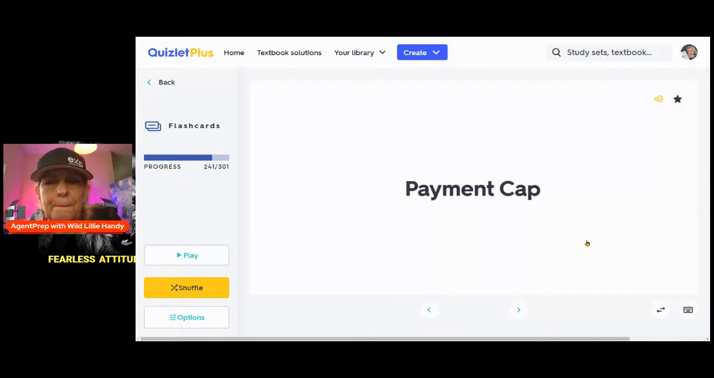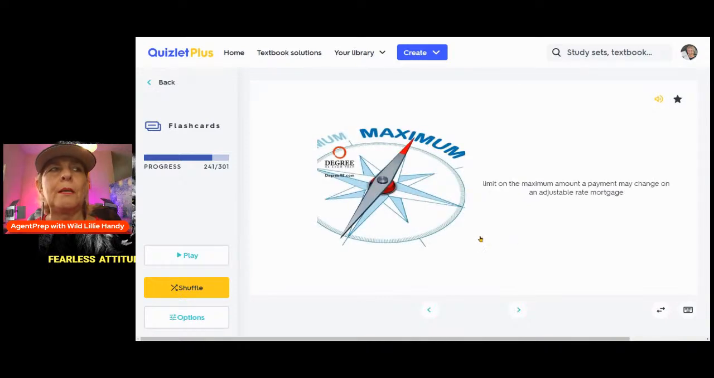Payment cap. We had an amortization cap. Now this is payment cap. It is a limit on the maximum amount a payment may change on an adjustable rate mortgage, which is called an ARM. Right? And ARMs are short term, 1, 3, 5, 7, 9, 10 years, maybe more. And they include interest and principal. Sometimes they could be interest only.